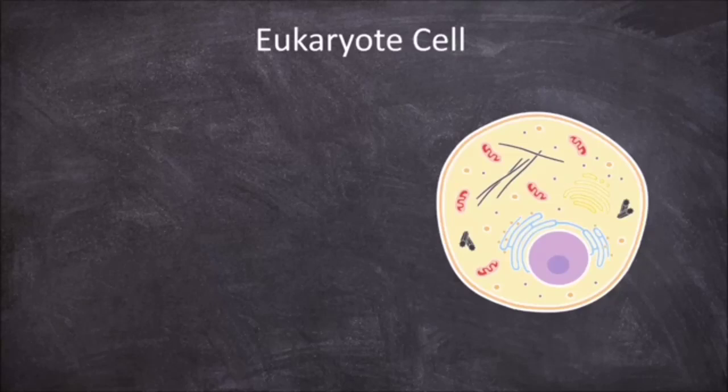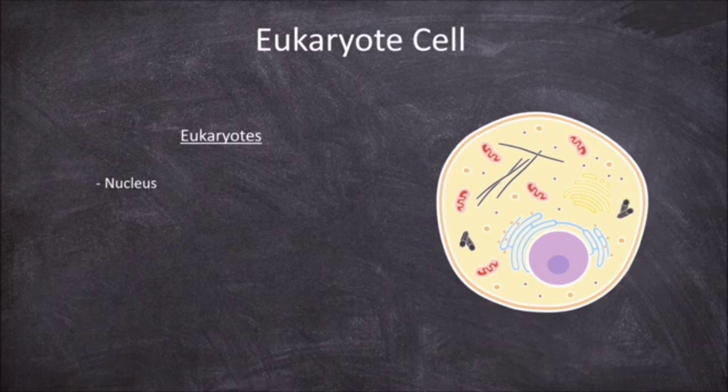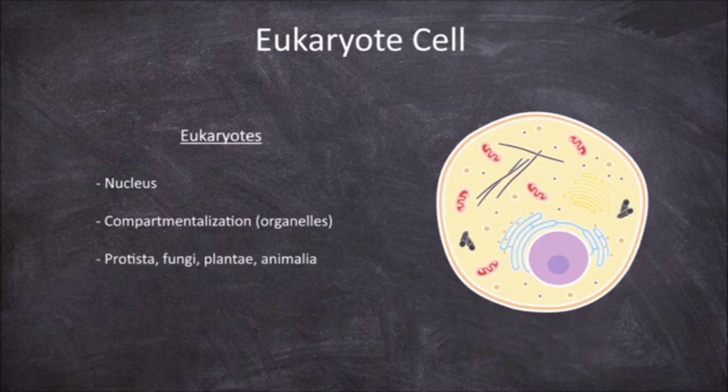In this video, we're going to look at the structure and function of a eukaryotic cell. Eukaryotes are organisms that have cells that possess a nucleus. They have a complex structure that has compartmentalization in the form of organelles. Organelles are membrane-bound structures that perform unique functions. Eukaryotes include members of the four domains: Protista, Fungi, Plantae, and Animalia.